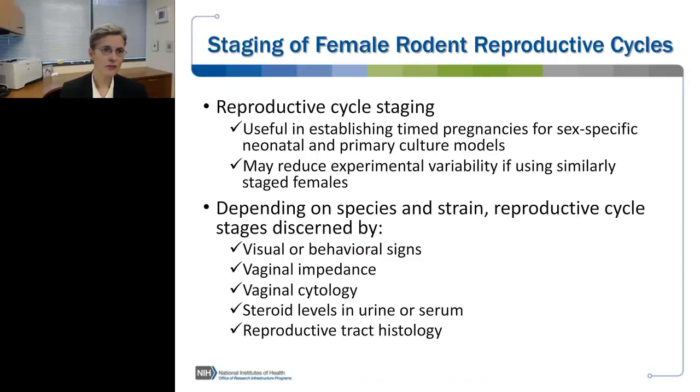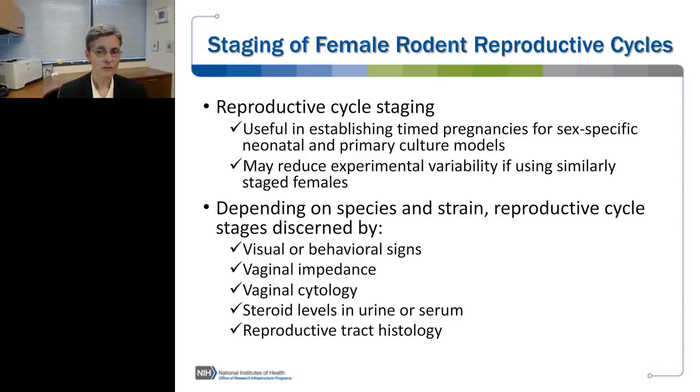Some other skills or resources you might want to keep in the back of your mind are ways of staging the female reproductive cycles. This could be useful in establishing timed pregnancies for sex-specific neonatal and primary culture models. It may also reduce experimental variability if you're using similarly staged females, again for those few traits where variability due to hormonal cycling might be an issue. How you stage will be dependent on the species and the strain.